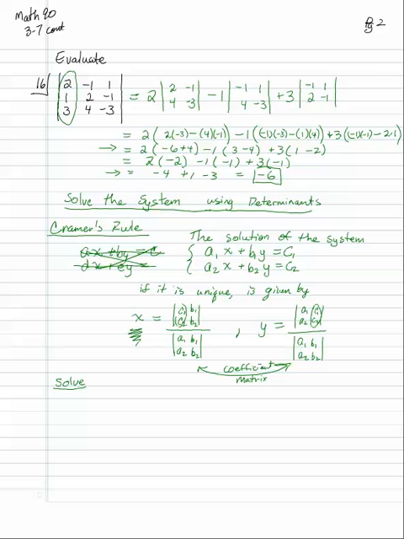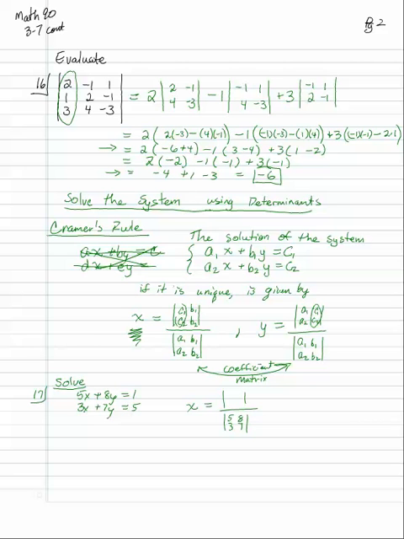Let's solve number 17. So I got 5x plus 8y equals 1, 3x plus 7y equals 5. So again, x is going to be the coefficient matrix on bottom, so x's are 5 and 3, y's are 8 and 7.